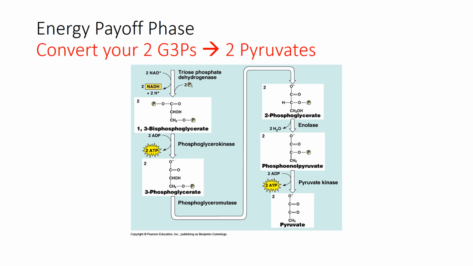So here's the energy payoff phase. We are going to convert two G3Ps into 2 molecules of pyruvate. Okay, so let's start at the top, and we're taking those G3P molecules, and the first thing we're doing is they're going to undergo a reaction using the enzyme triose phosphate dehydrogenase. What does that do? It's going to do a couple of things. It's going to add inorganic phosphate to the molecule, and it's also going to reduce NAD to NADH. What does that mean again?